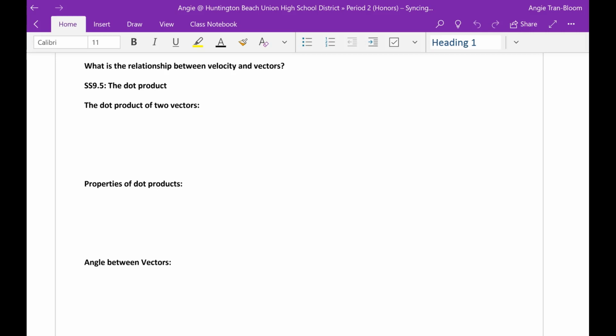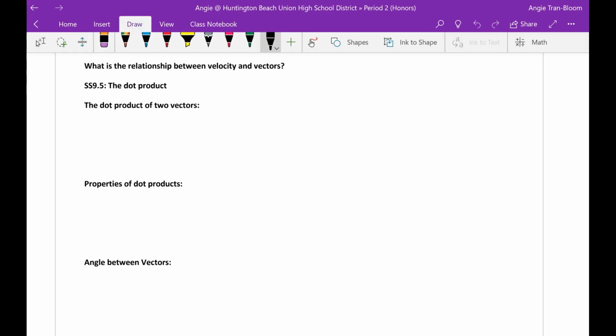All right, guys, let's talk about 9.5. 9.5, the title is called the dot product, okay? So the dot product of two vectors, vocab, here we go.